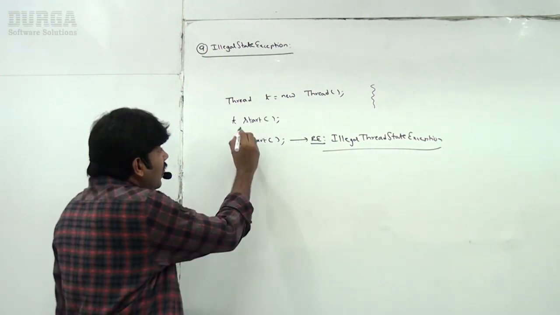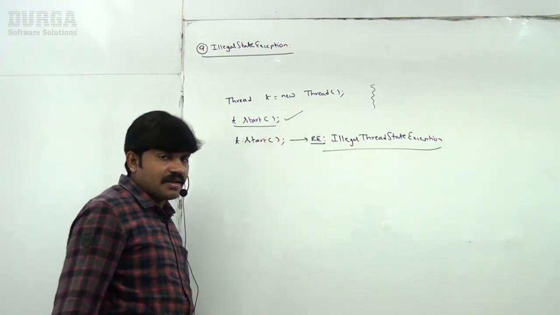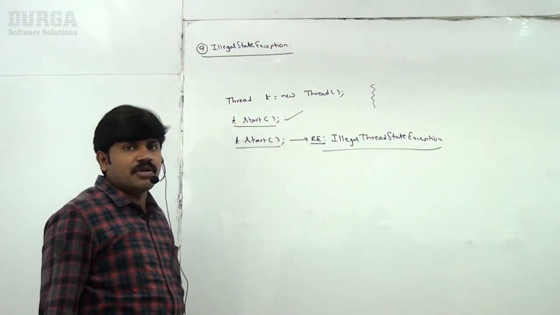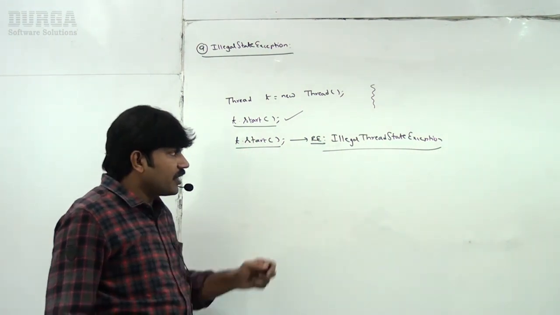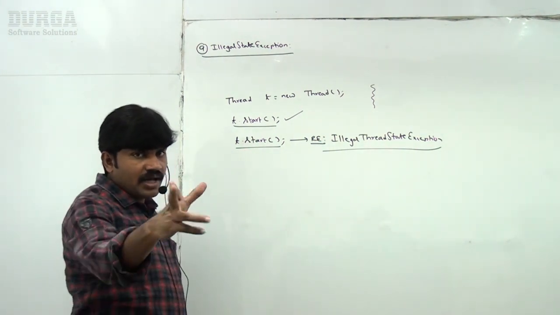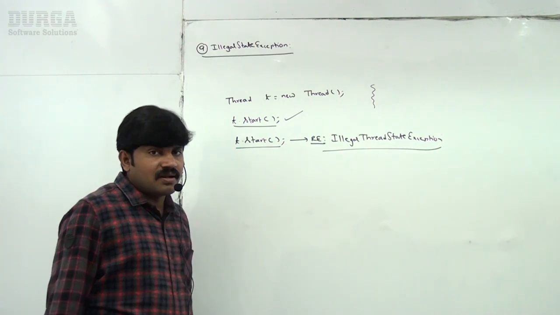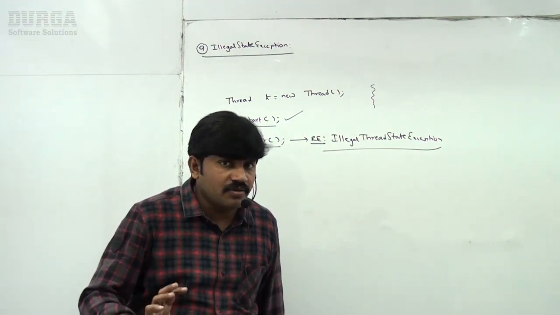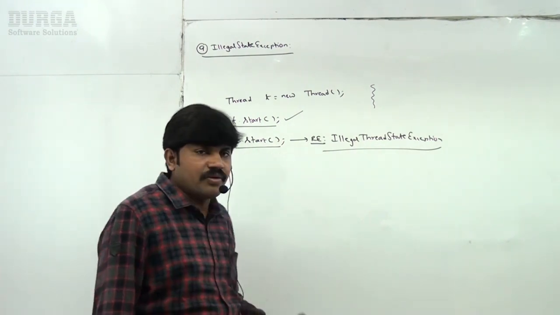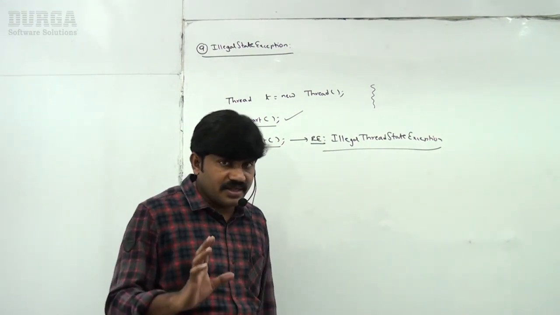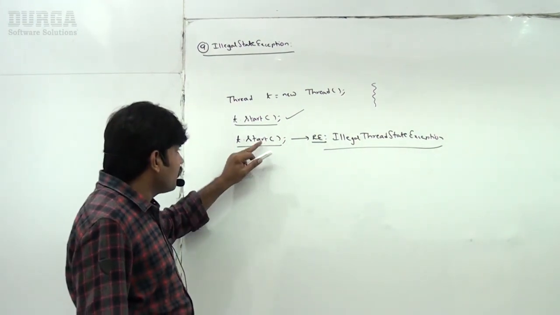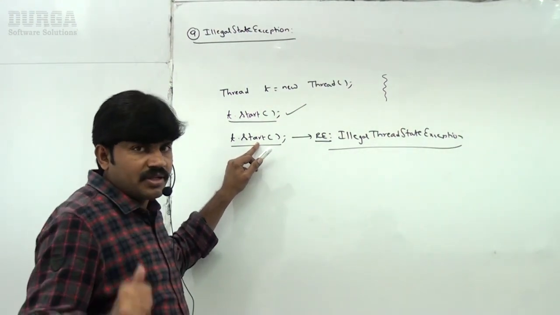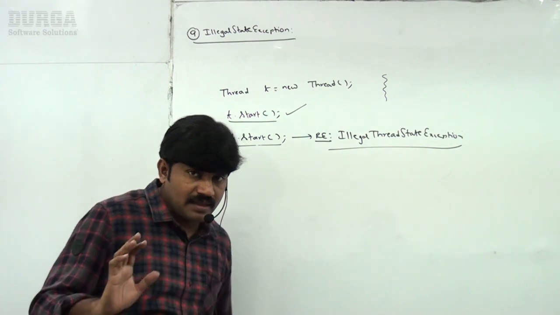So calling the start method at the beginning is acceptable, but calling the start method at a later point of time, immediately we are going to get IllegalThreadStateException. Once a thread started, we are not allowed to restart the same thread again. By mistake, if you try to restart the same thread, we are going to get IllegalThreadStateException, because we are calling the start method at the wrong time. This thread already started, how can you restart?